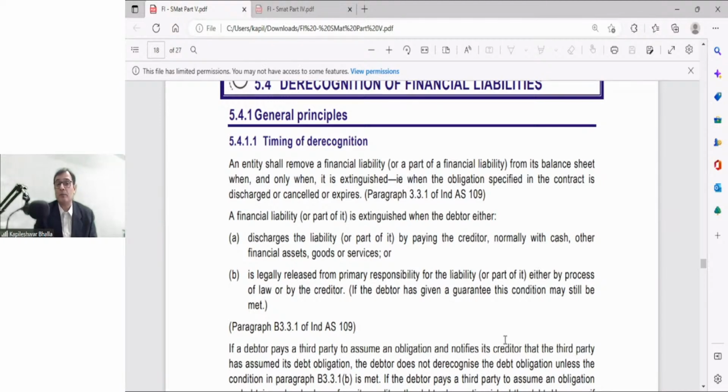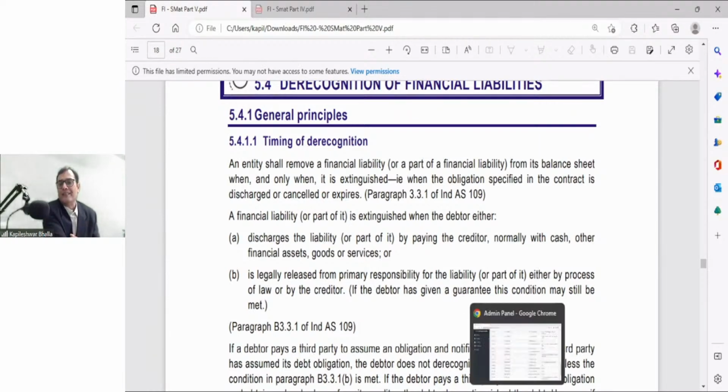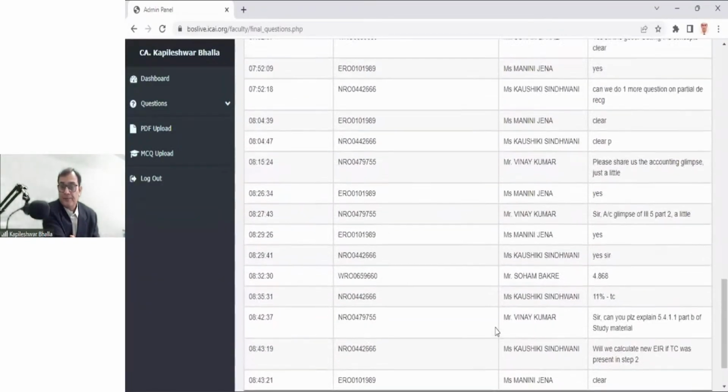It says either by the process of law or by the creditor. So that means he tells me, okay, I give you a discount. So in simple words, it can be called F&F. That's what we call a full and final settlement, right?